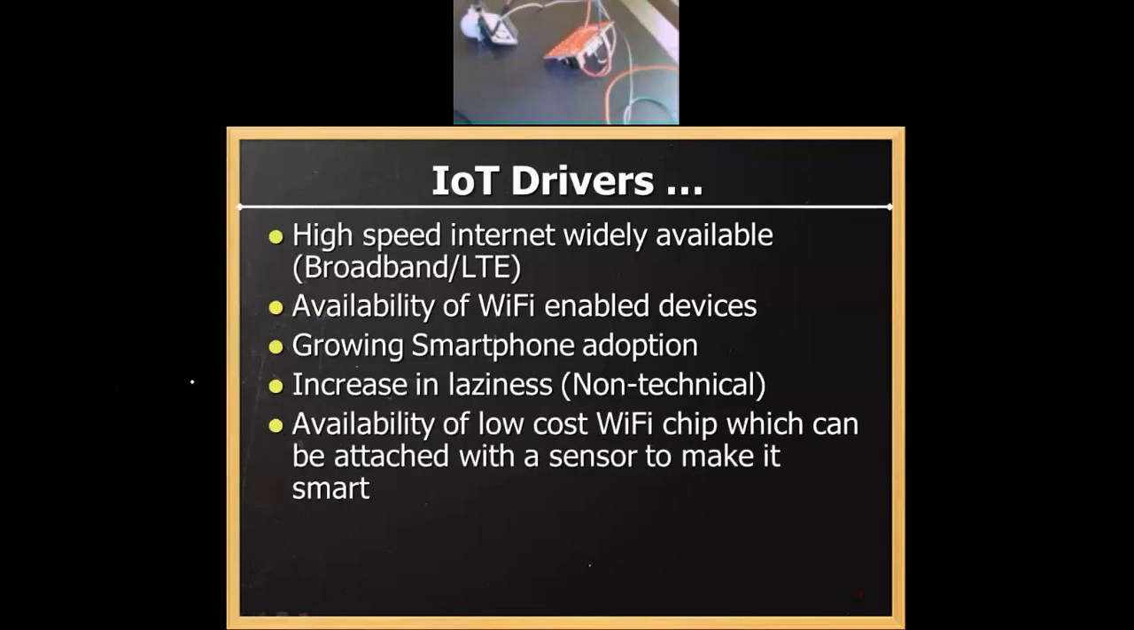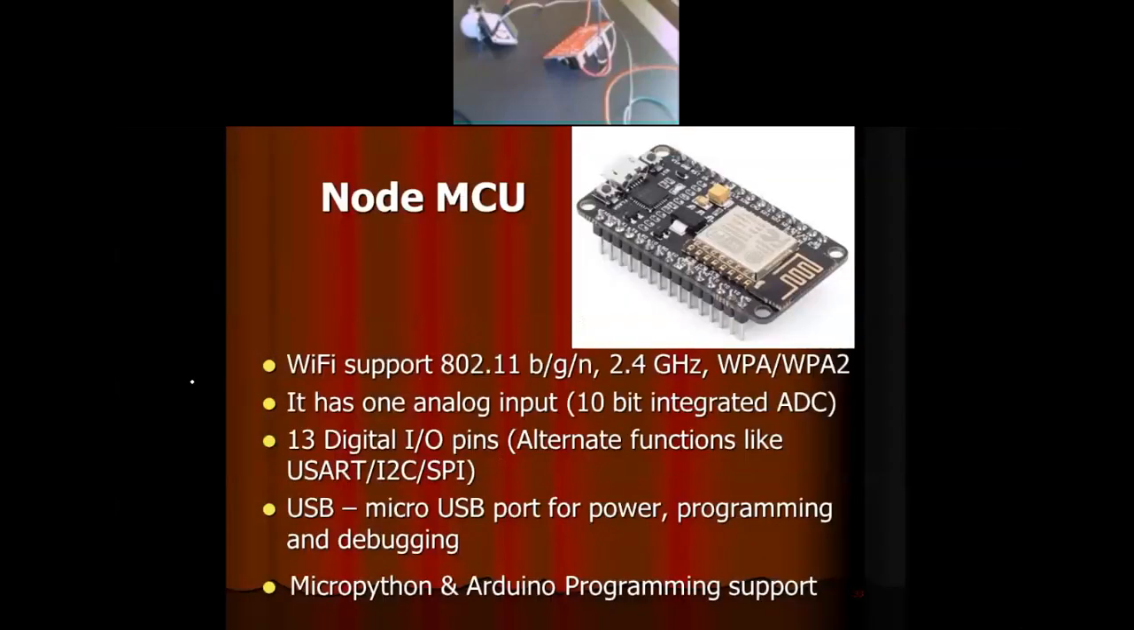Availability of low-cost Wi-Fi chips, which can be attached to the sensor to make it smart. A low-cost chip like the small ESP8266 is available for only 100 rupees, which you can connect with the devices. Arduino Nano type boards or NodeMCU boards are available for only 300 rupees. So low-cost devices are available, and that is a major driver. Low-cost and small-size embedded chips are available. So these are the main drivers for IoT.